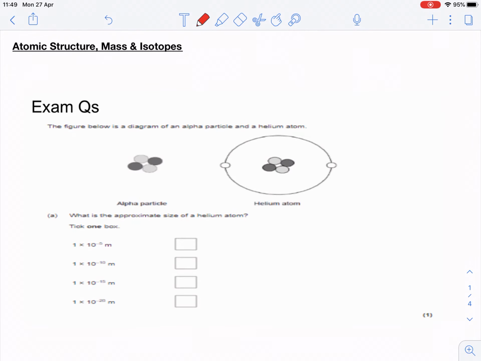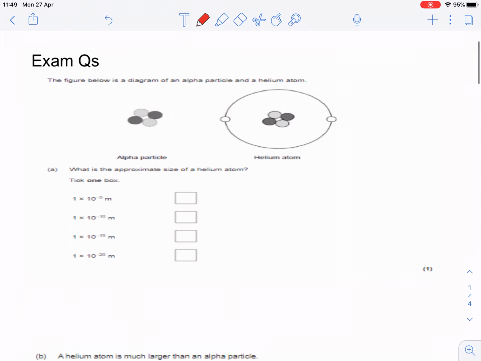Okay, welcome to this video on atomic structure, mass and the isotopes, looking to do a roundup of the exam questions that I've set for you over lesson 1. So straight in, looking at this first exam question, and I'm just going to highlight as I read.